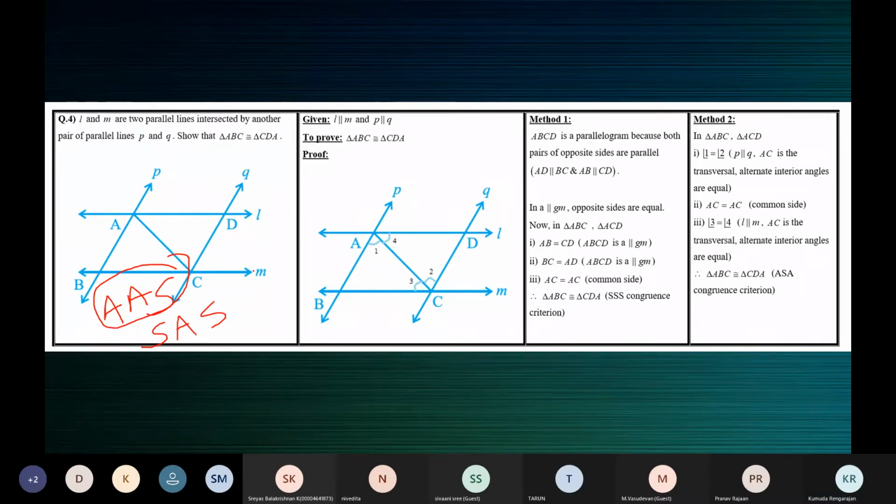Ma'am, for AAS, angle BAC is equal to. Excuse me. Now, what I want you to do is write in your book, take a picture and share it on WhatsApp with me. All of you, please work this in your book, AAS and SAS. Work in your book, take a picture and put it on WhatsApp for me. Let me check.